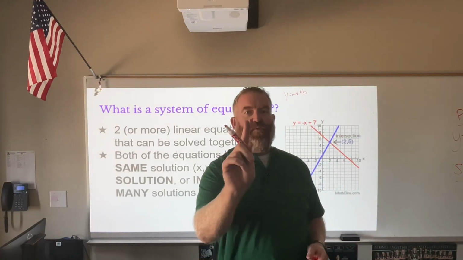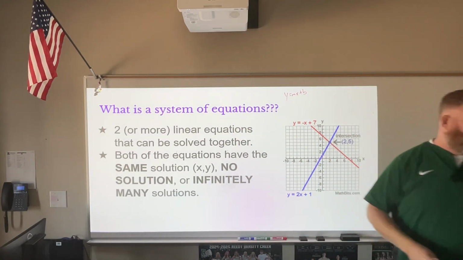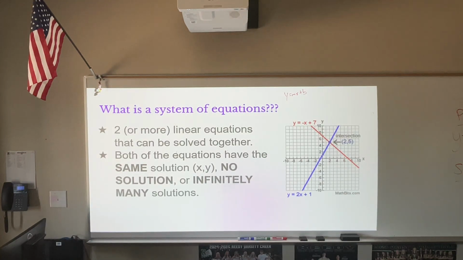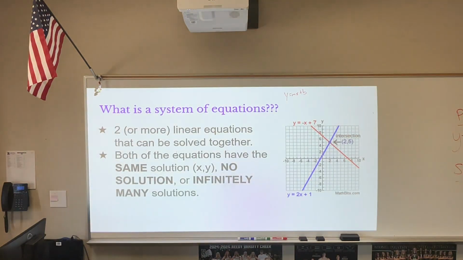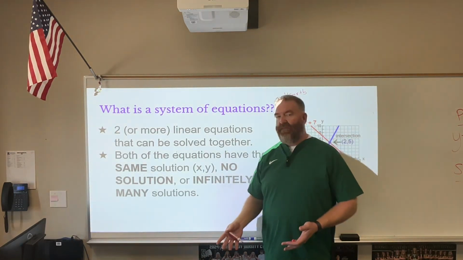Now instead of just having one equation, we're going to throw a second one in there. So we're going to have y equals mx plus b twice. We're going to have two of them. And what that means is that we're going to take both of those equations, and we're going to graph them at the same time.